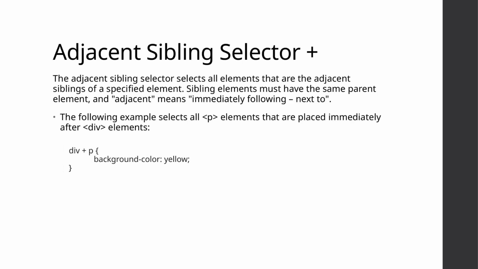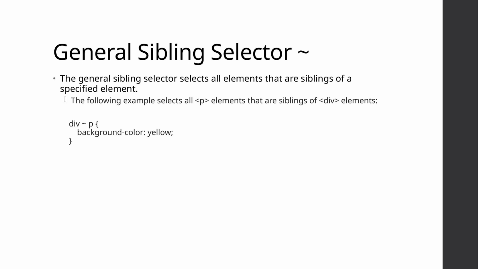The adjacent sibling selector targets elements immediately following a specified element, sharing the same parent. For instance, use the adjacent sibling selector to style all paragraphs that follow the div tag. The general sibling selector targets all sibling elements of a specified element, not just the immediate one. For instance, using div~p will apply styles to all elements that are siblings within the div tag.